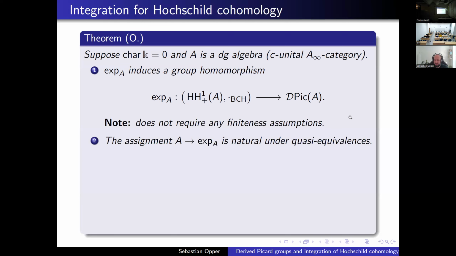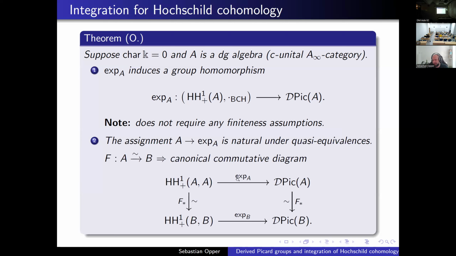And then something I didn't mention, the exponential of Lie groups and Lie algebras is functorial. So this is natural in maps between Lie algebras and Lie group maps. So you get a sort of commutative square. You don't expect something like this because Hochschild cohomology is not functorial, but it's functorial under quasi-equivalences at least. So the best you can get is a commutative square like so.